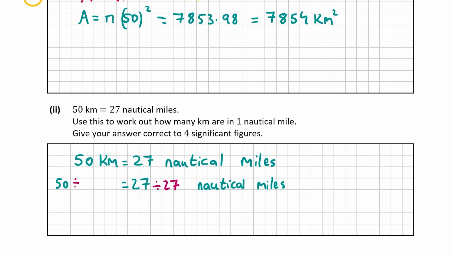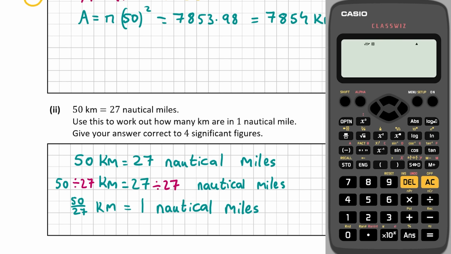So I'm going to divide 50 by 27 as well. And then I get 50 over 27 kilometers is equal to 27 divided by 27, which as I said earlier is 1. And that's why I divided both sides by 27, is to get 1 on the right hand side. So we get 50 over 27 kilometers is equal to 1 nautical mile. So let's see what 50 over 27 is equal to. So just click in the fraction, 50 over 27.